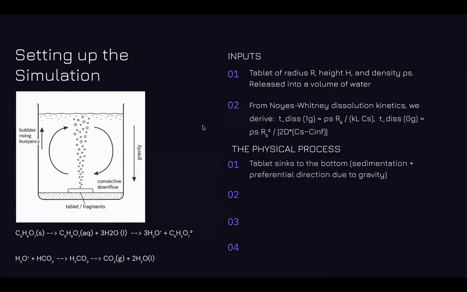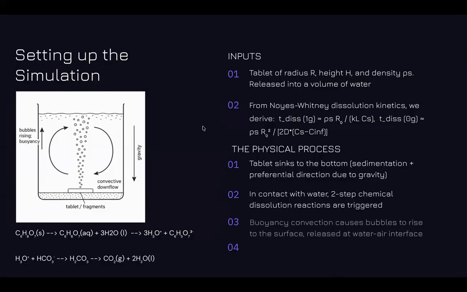Walking through the physics. So in 1g, the tablet sinks to the bottom due to gravity. Once in contact with the water, the tablet undergoes a two-step chemical dissolution reaction, as shown in the two equations on the left. Buoyancy convection causes bubbles to rise to the surface and are eventually released at the water-air interface. The entire dissolution process in 1g is driven by diffusion and convection of the bubbles in the liquid.